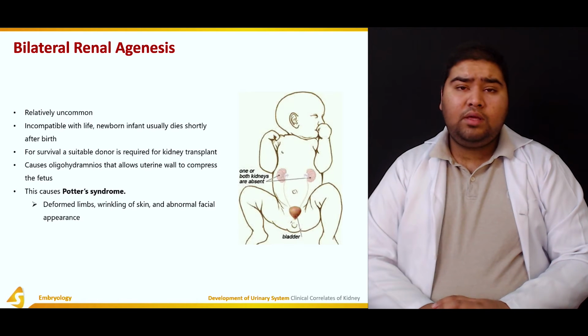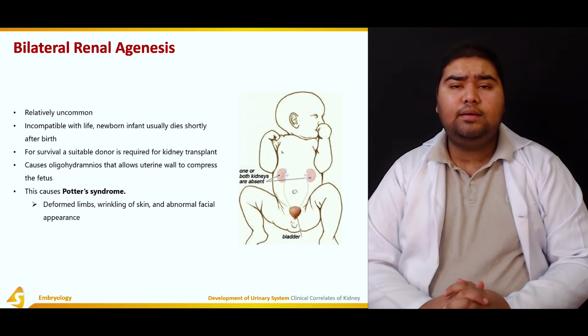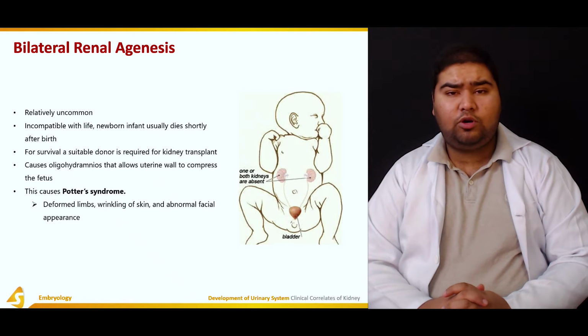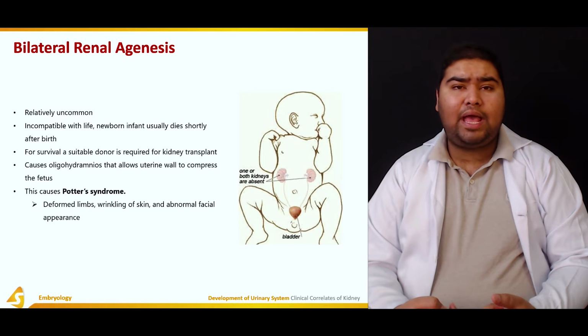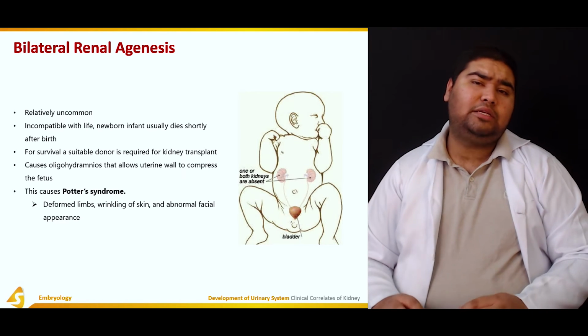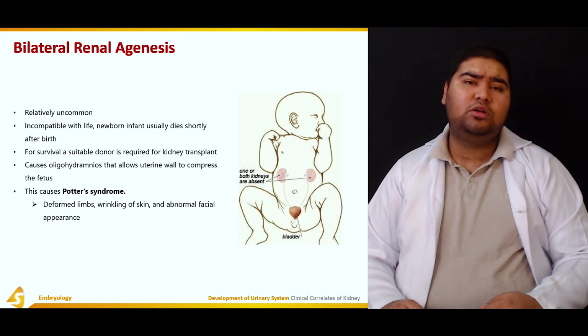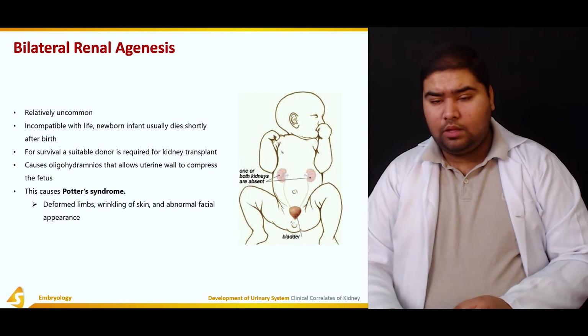So this compression of the fetus by the uterine wall can result in Potter's syndrome. So what is Potter's syndrome? It is deformation of the limbs, the wrinkling of the skin, and an abnormal facial appearance, all of which can be attributed to oligohydramnios causing the compression on the baby.